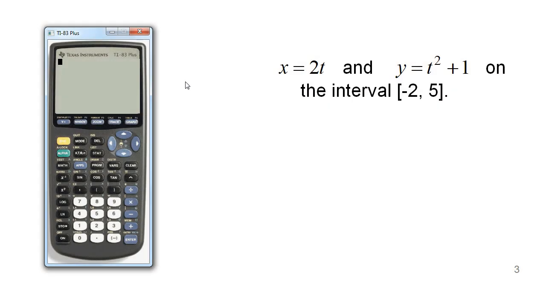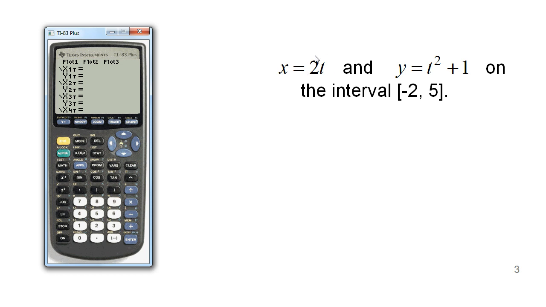Okay, let's take a look at what it looks like when we do these on our calculator. The first thing you need to do is press the mode button and then go down and highlight PAR for parametric. Then do 2nd Quit to get out of there. Now we're going to go to our Y= screen, and notice that it now has x equals and y equals in terms of t.